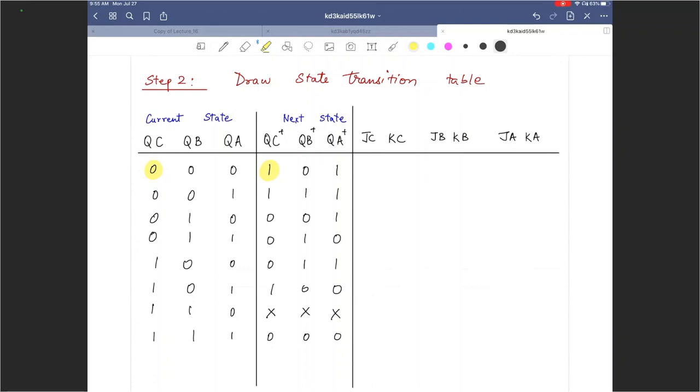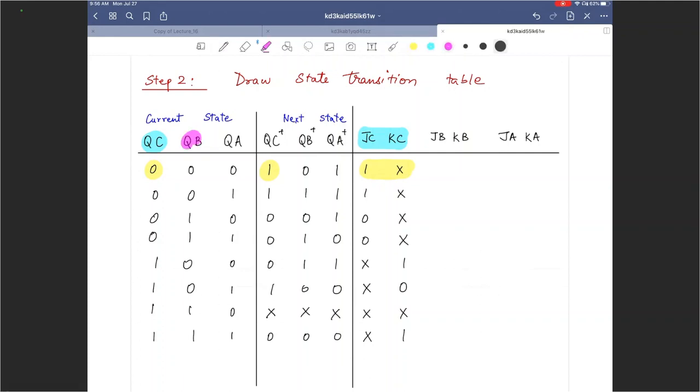All right, based on the excitation table, 0 to a 1 transition can be achieved by setting J and K to be 1x. So I'm going to highlight that as yellow because that's how I got to know that. Next, 0 to 1, 1x. Notice I'm doing this for QC because this is for the most significant flip-flop here. Next, 0 to 0 can be achieved by 0x. Next, 0 to 0, 0x. Next, 1 to 0 can be achieved by x1. Next, 1 to 1 can be achieved by x0. Next, 1 to x, I don't care. 1 to 0, x1. So I filled out for the C flip-flop.